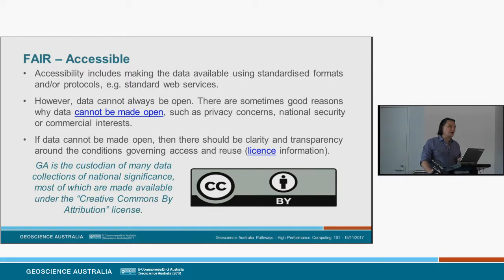There are reasons why we can't, not so much GA, but some data can't be made open. Medical data is a perfect example of that. There are confidentiality reasons around that. There's some data that GA deals with that's commercially sensitive, and things might be embargoed ahead of publication. So various reasons, but by and large, our significant data sets are made available under the Creative Commons by attribution license. So that means anyone can use it, but all you need to do is acknowledge where you got the data from.